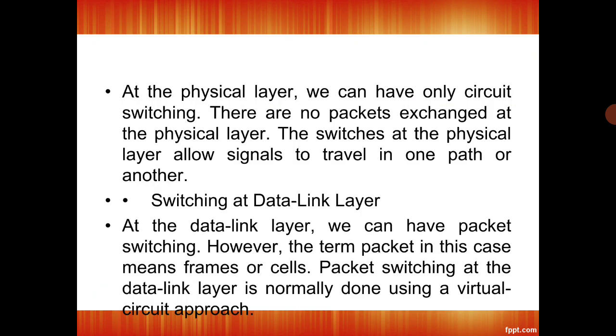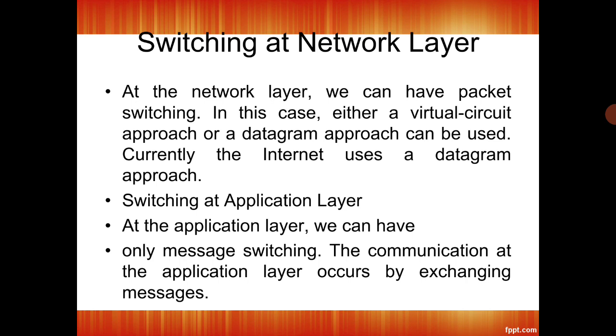The physical layer can have only circuit switching. There are no packets exchanged at the physical layer. The switches at the physical layer allow signals to travel from one path to another. The switch at the data link layer: at the data link layer we can have packet switching. However, the term packet in this case means frames or cells. So packet switching at the data link layer is normally done using the virtual circuit approach.